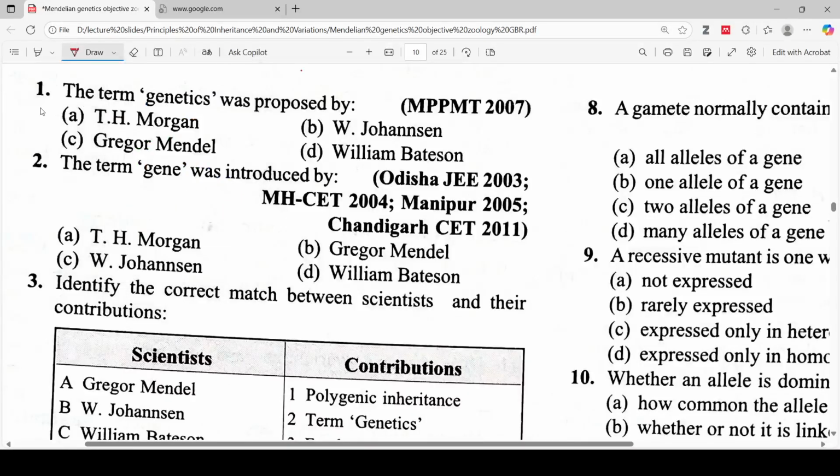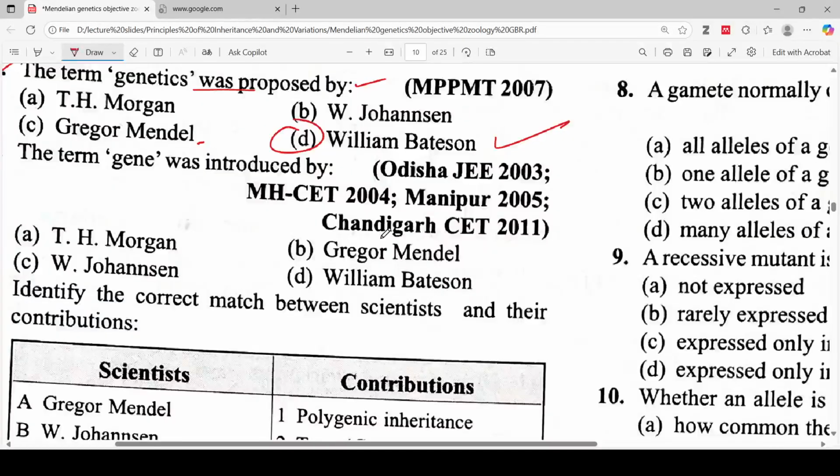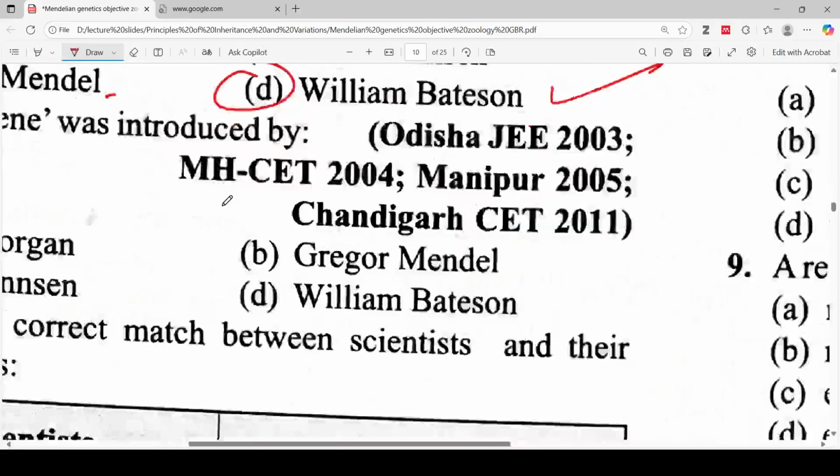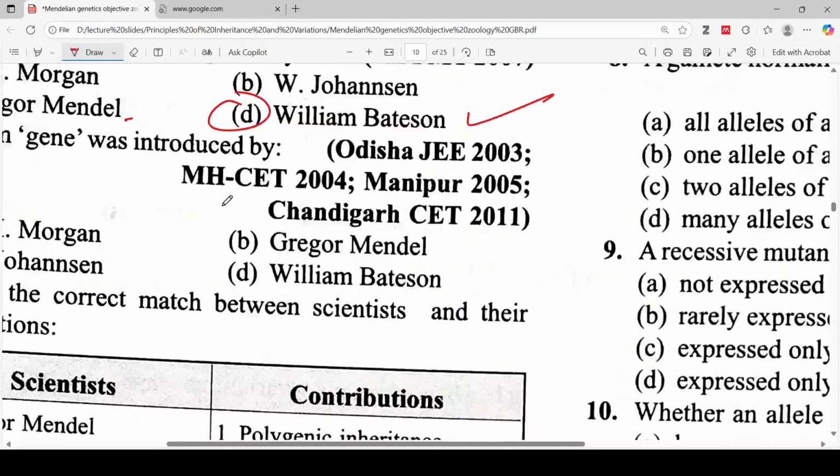The first question: the term genetics was proposed by option A, T.H. Morgan, option B, W. Johansen, option C, Gregor Mendel, option D, William Bateson. So the correct answer will be William Bateson. Next question.